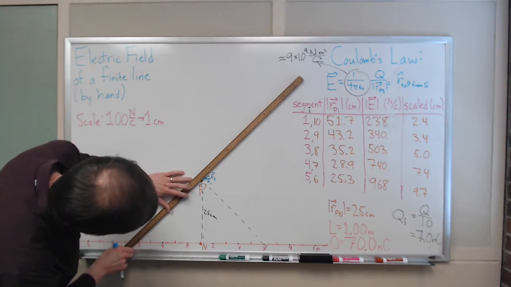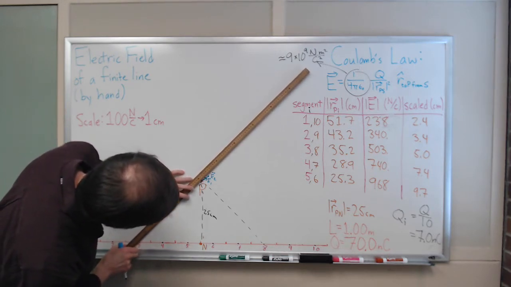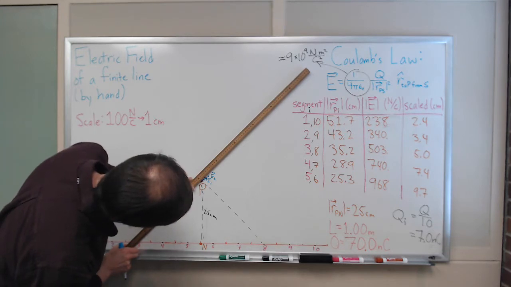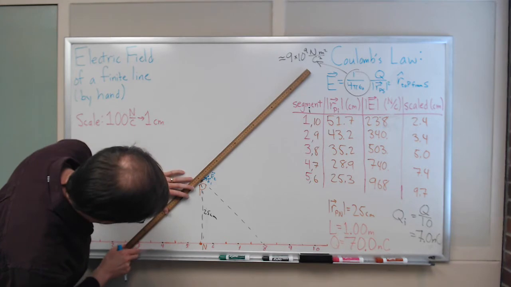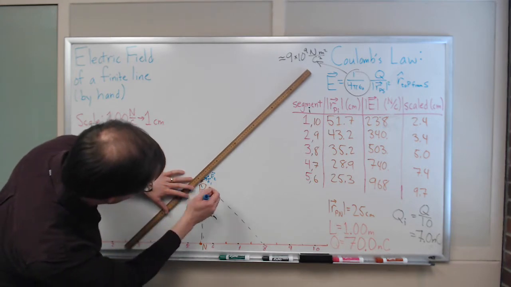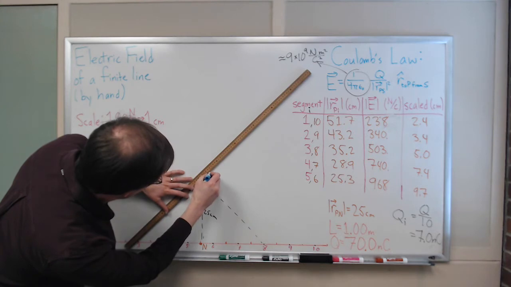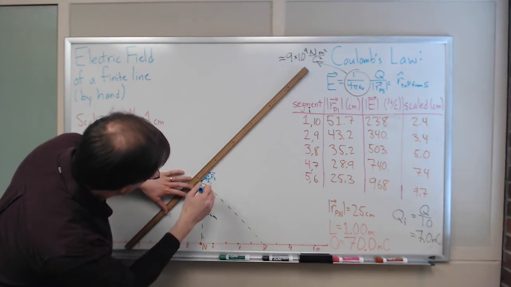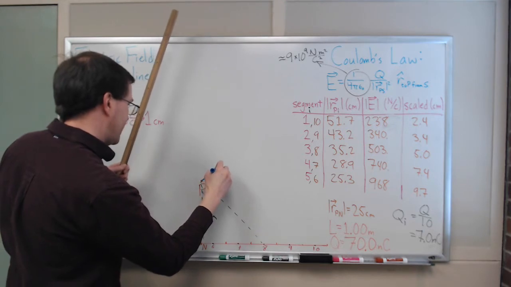And so I line it up. Can I get a 40 lined up there nicely? Maybe. Okay. So I've lined it up. My r hat direction points that way along the ruler. So I want to go 5 centimeters. There we go. That one is E3.